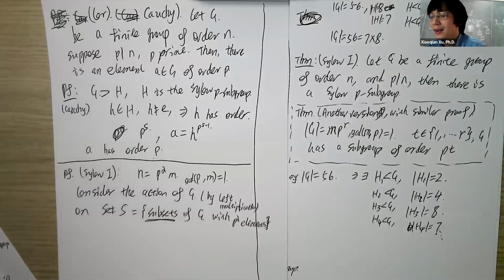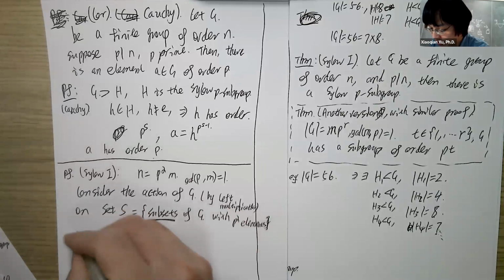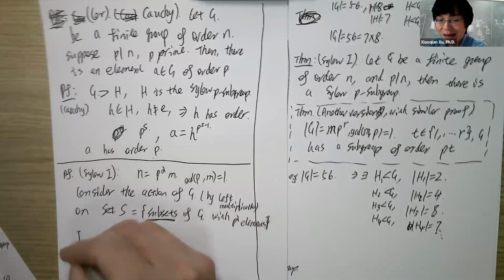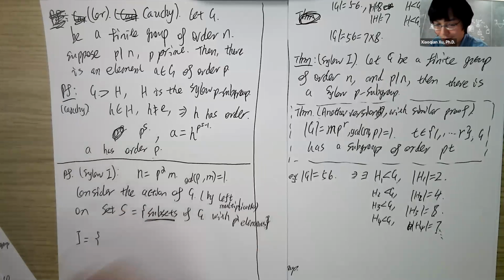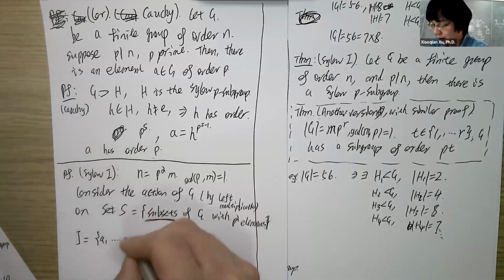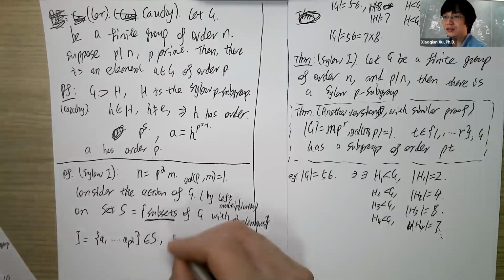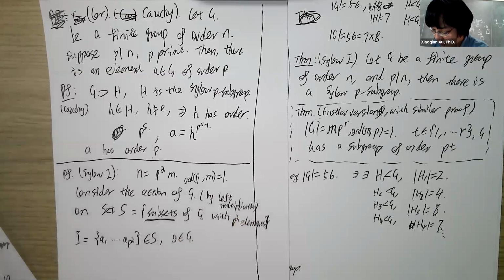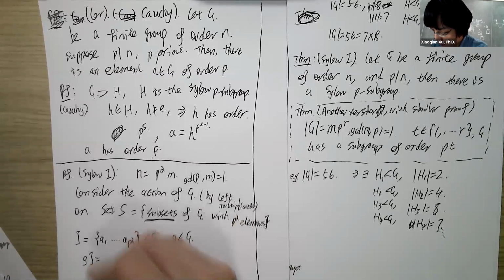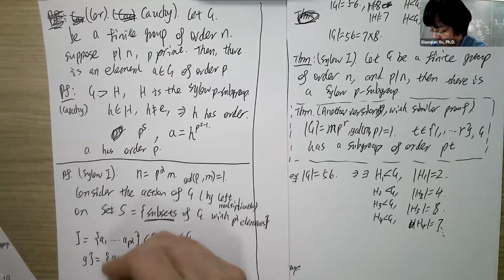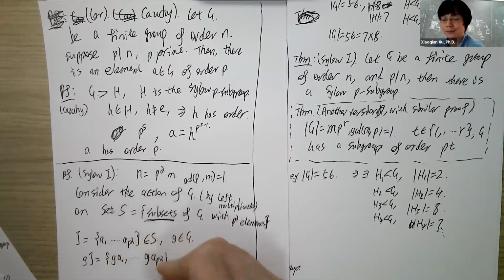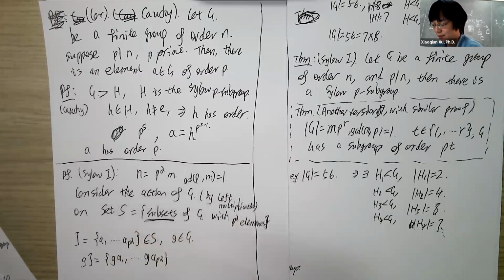By the way, this left multiplication action is just this: you have some element {a_1, ..., a_{p^alpha}} in S. This is a subset of G, so it is an element in S. Then for g in G, g acts on C by g times C, which equals {g a_1, ..., g a_{p^alpha}}. Then this is an action.